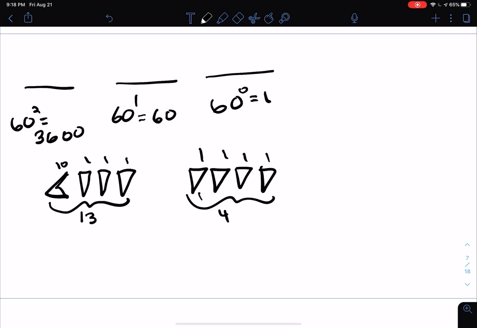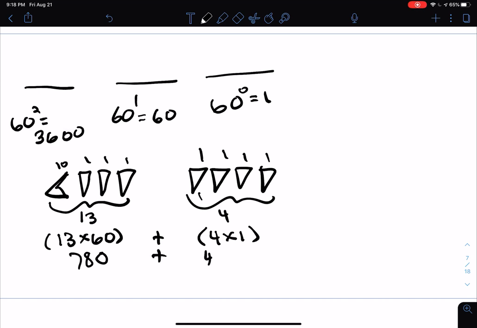Since this group of 4 is in the far right position, that is 4 groups of 1, so we do 4 times 1. And since the group of 13 is in the next position to the left from the 1s, that's 13 groups of 60, so you have to do 13 times 60. 13 times 60 is 780, plus 4 times 1 is 4. So we get 784. So 784 is the Hindu-Arabic version of what the Babylonians would have written there.